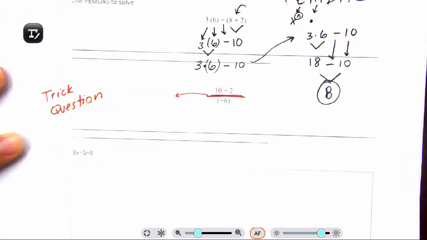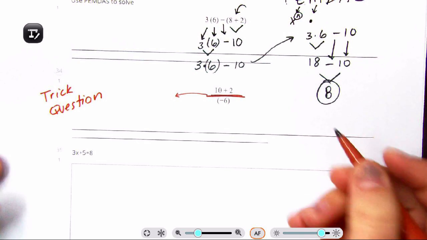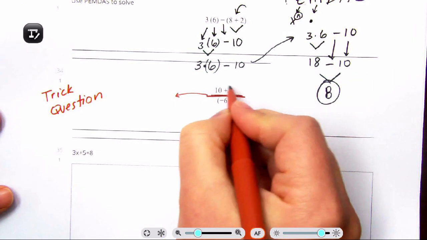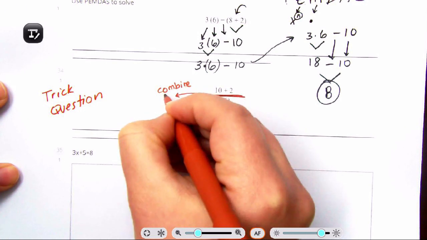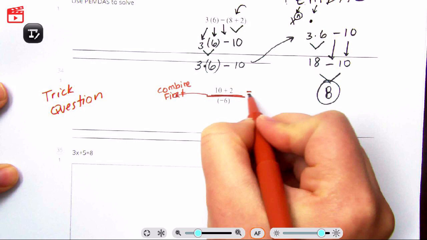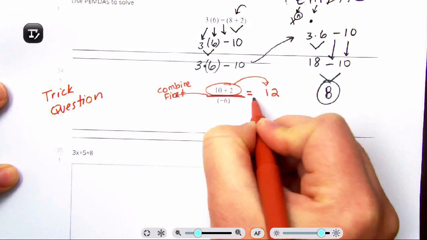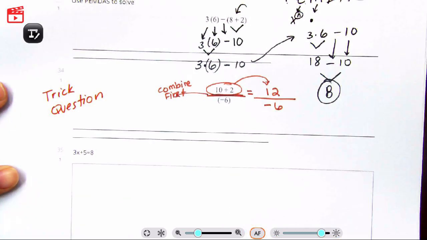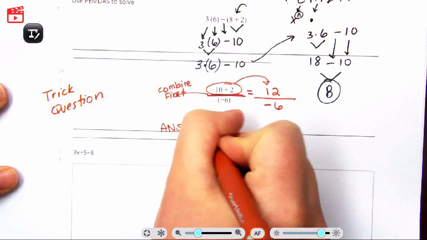And the reason this is a trick question is because it has 2 things in the numerator. So when you have 2 things in the numerator, you're going to want to combine first, if you can. So in this case, I'm going to combine first, which is 10 plus 2, which is 12. Then I'm going to have my negative 6. So now I have 12 divided by negative 6. These are opposites. Opposite is a negative.